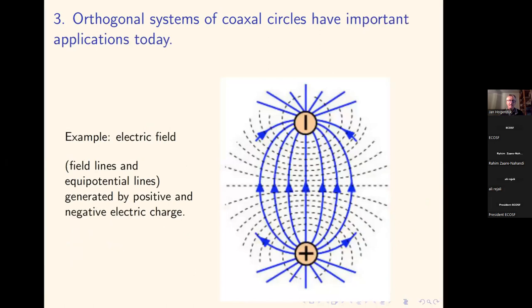I learned about orthogonal systems of coaxial circles when I studied physics, because they have important applications today in physics. For example, in the theory of electric fields. If you have two electric charges, a positive charge and a negative charge, I mean, if they are of equal quantity, then you can look at the electric field generated by these two charges. And that has field lines and so-called equipotential lines, and they turn out to be an orthogonal system of coaxial circles. So this is an important concept today.